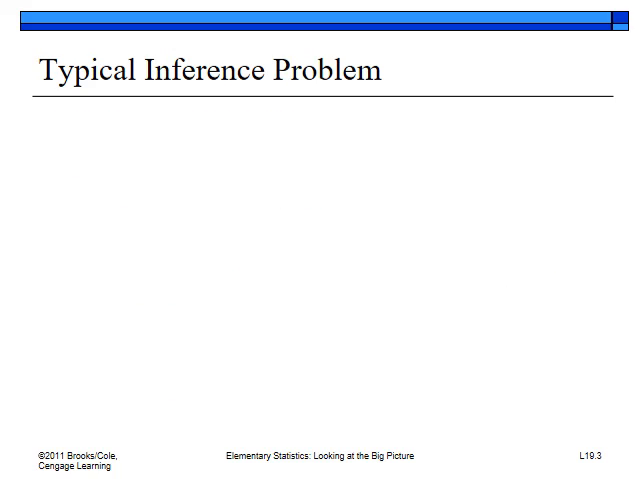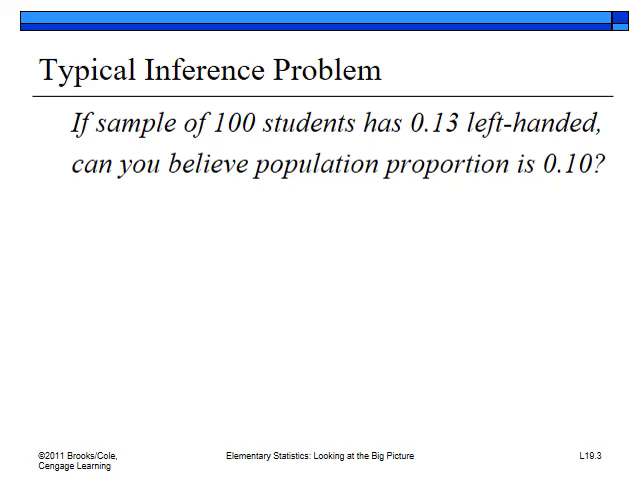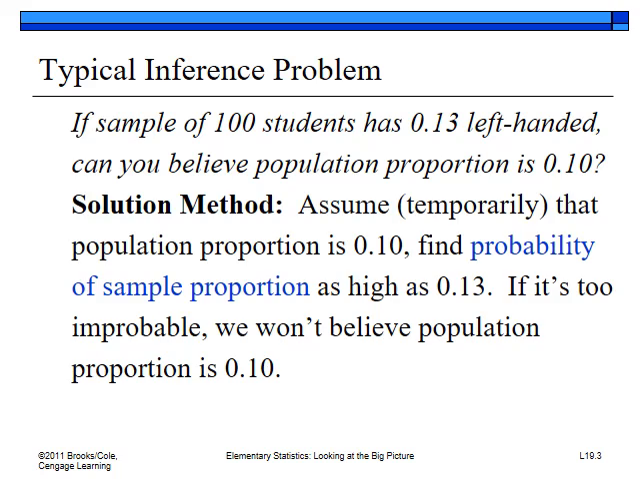So here's the type of problem we'll be interested in after we get to inference. If a sample of 100 students has 0.13 left-handed, so 13% of the sample is left-handed, would you be willing to believe that the proportion in the population is actually 10%? So our sample is much higher than that. But is it an unbelievable amount higher than that?